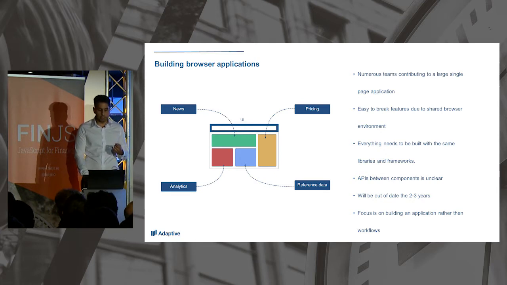So here's an example of how we see many applications being built. Numerous teams contribute to a large single-page browser-based application. Now, this worked really well during the MVP. Things start to slow down and degrade. It turns out that it's easy for teams to break each other's code because of the shared browser environment.